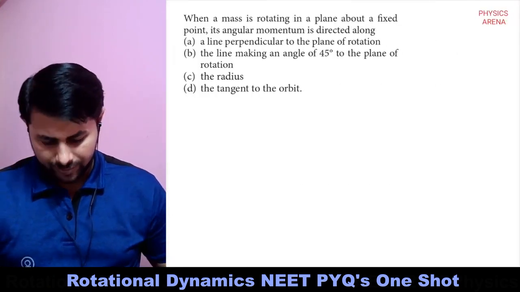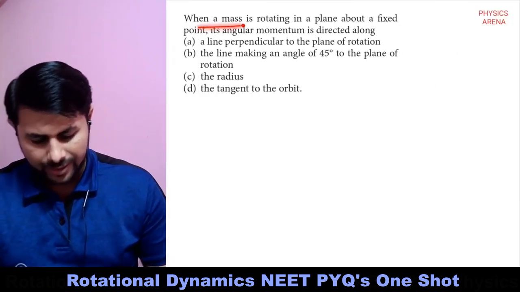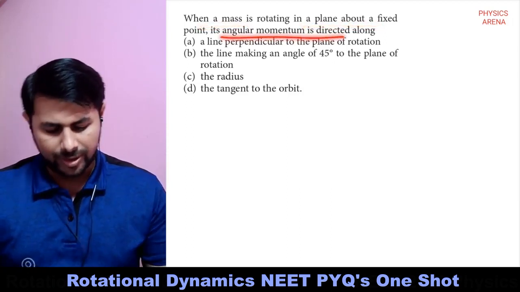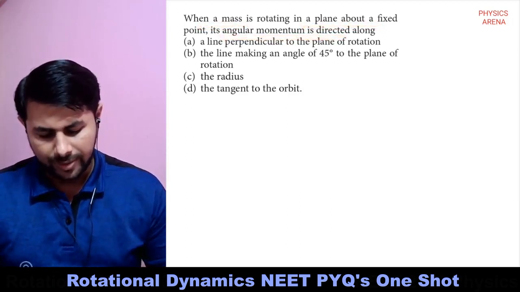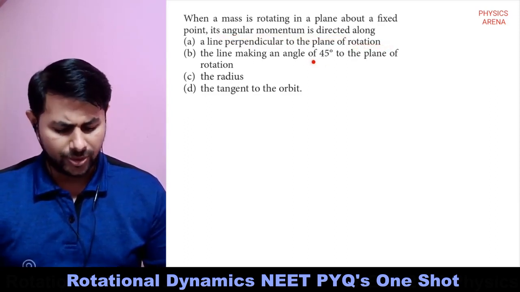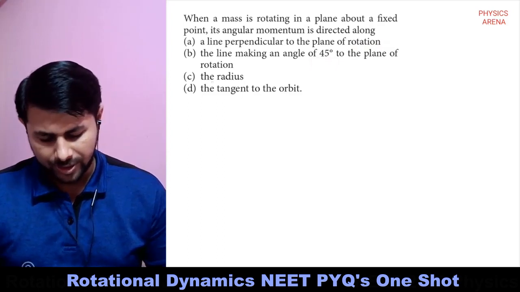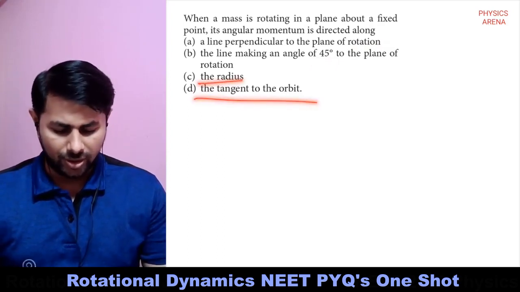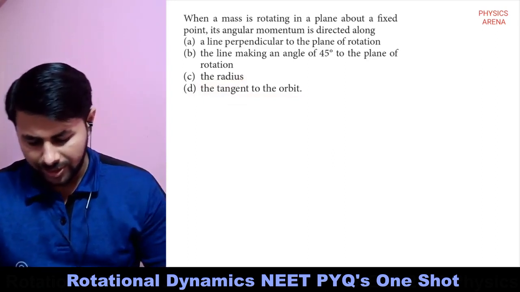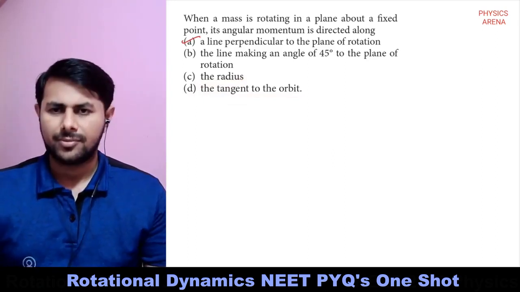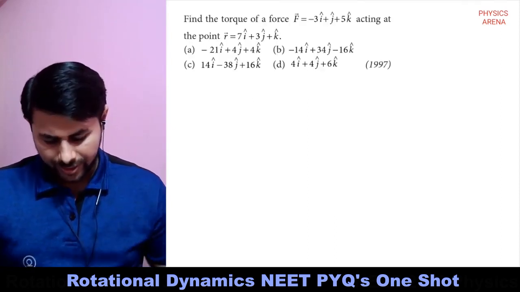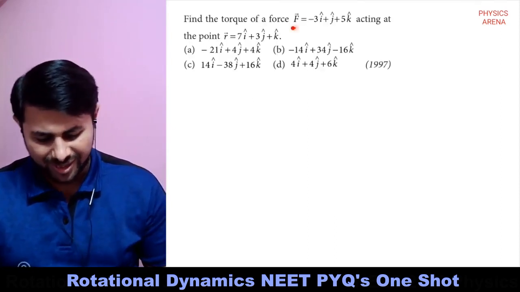So let's see the next question. When a mass is rotating in a plane about a fixed point, its angular momentum is directed along a line perpendicular to the plane of rotation. Which is the answer? Right, it is option A. Okay, this is very straightforward. Let's see the next question. Again, the next question is similar.